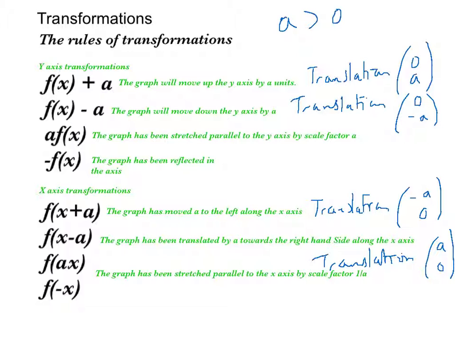So if a was 2, the scale factor would be a half, which means all the x coordinates will be halved. And finally, this graph here, the transformation here, f of minus x, the graph has been reflected in the y-axis this time, and that would be all you need to write. The graph has been reflected in the y-axis, and again you can see that actually this minus is this one here with a equals minus 1. So let's see these things in action then.